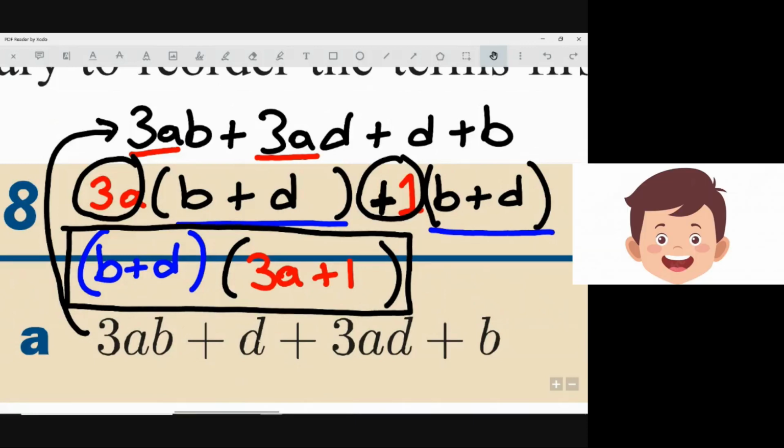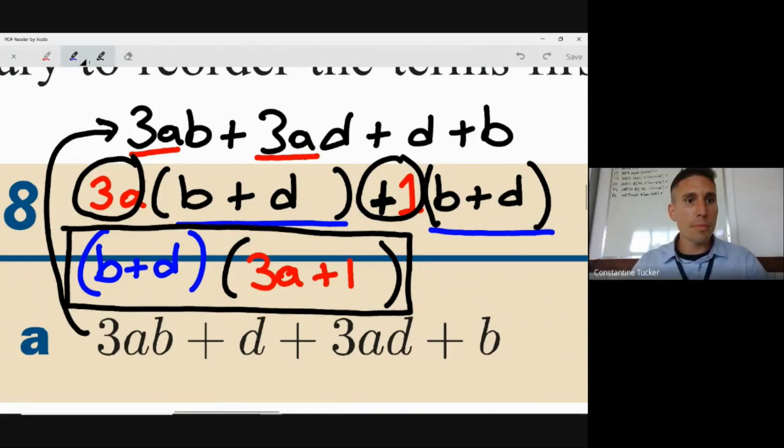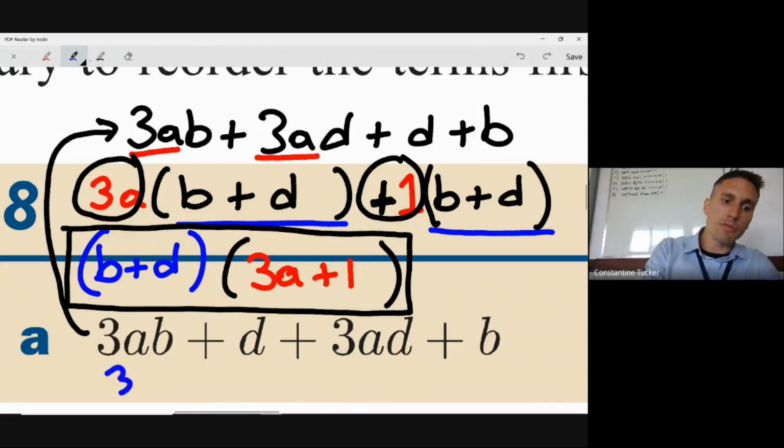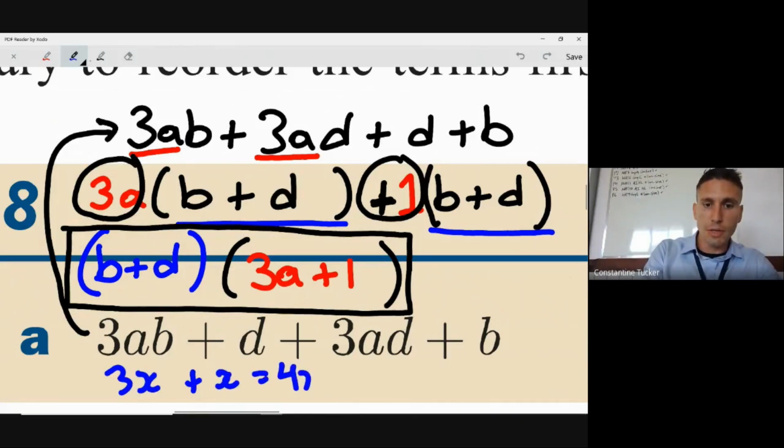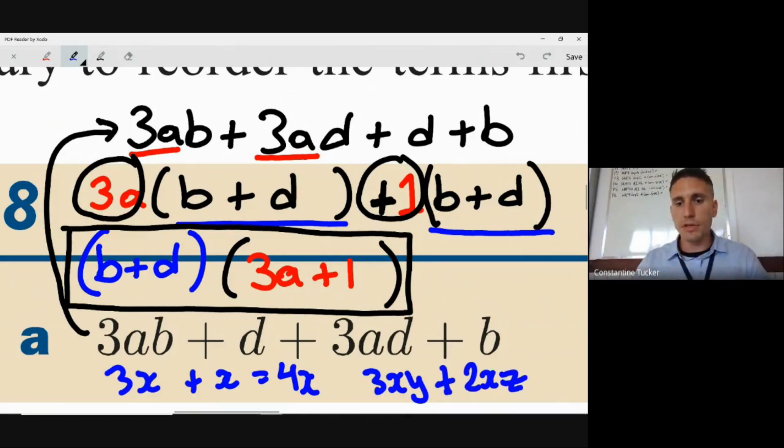What I mean is, normally if you have 3x plus x, then you can add this, you get 4x. But if you have 3xy plus 2xz, you can't really add these. These are completely different. It's like saying 3 iPhone S5 and 2 Samsung Galaxy S4. You can't really add them.